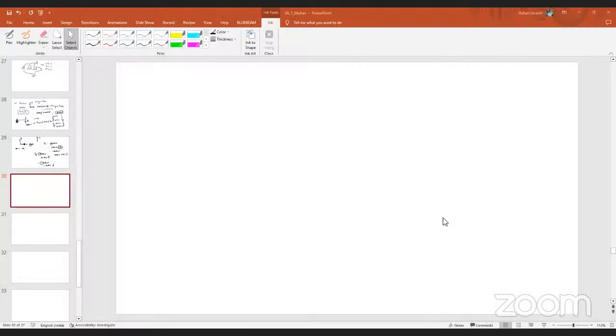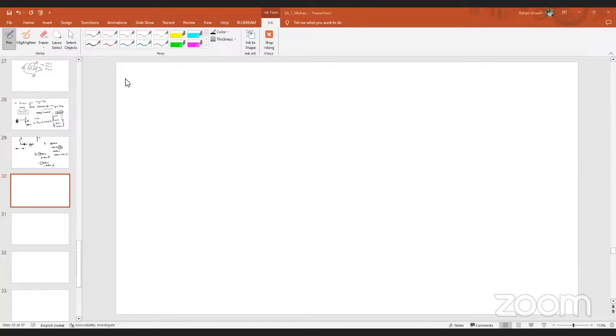Is my screen visible? Visible, sir. Okay, thank you. So yesterday in the previous class, we were discussing forces, and we discussed the equilibrium equations, and we have also discussed the free body diagram. Before going further, let us discuss more examples on the free body diagram. Okay, let's start from a simple example.